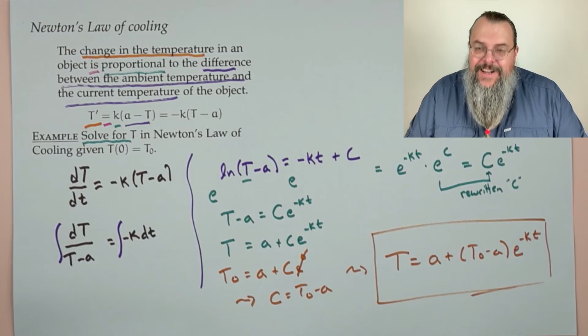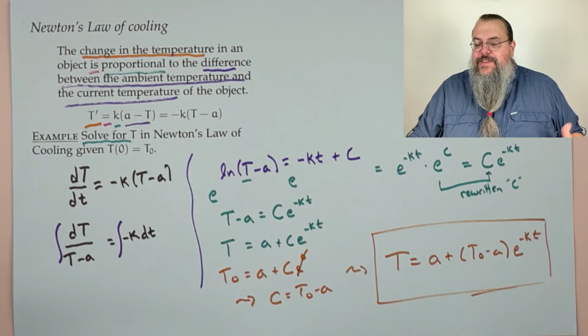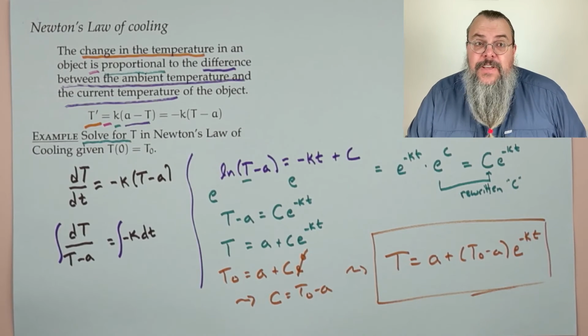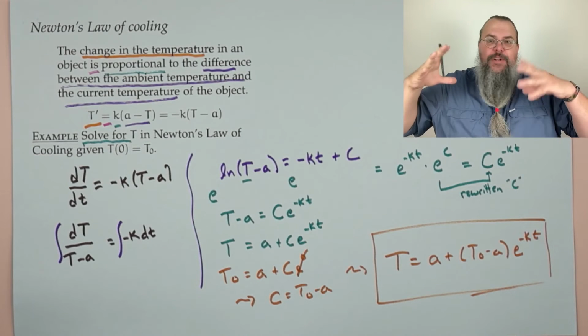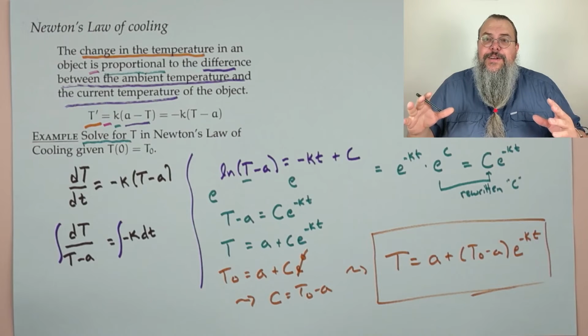And that's it. All right. Now, before we leave this, let's ask the question, is this a reasonable answer? So let's think about our setting. We have our object. I've been describing it as a hot object in a cold space. Fine, let's stay with that.